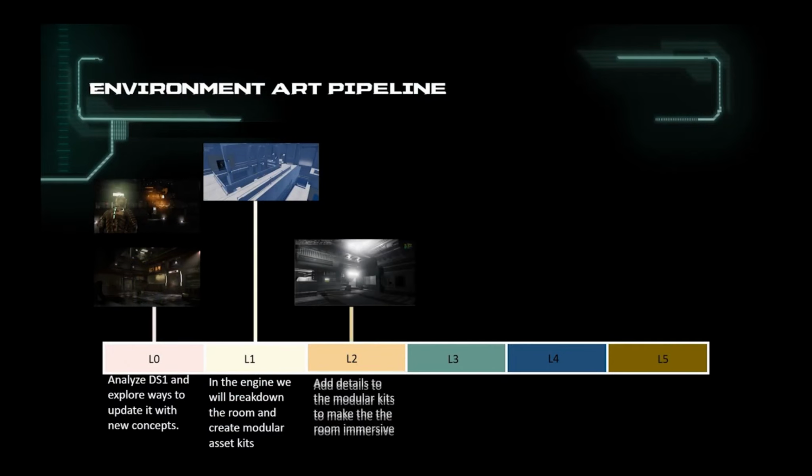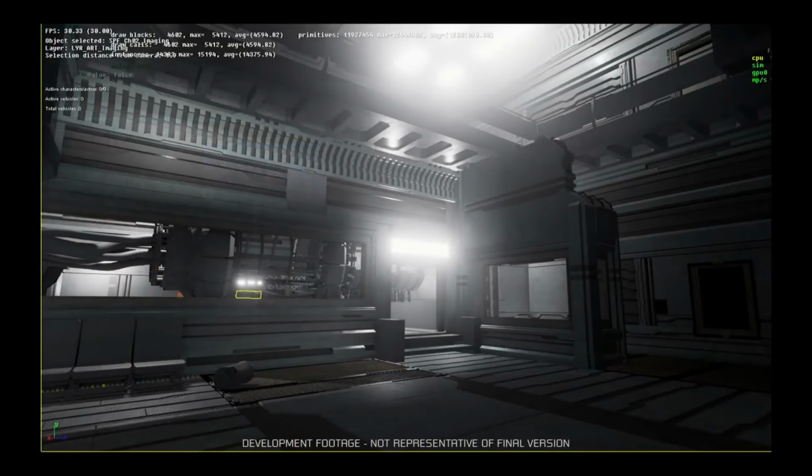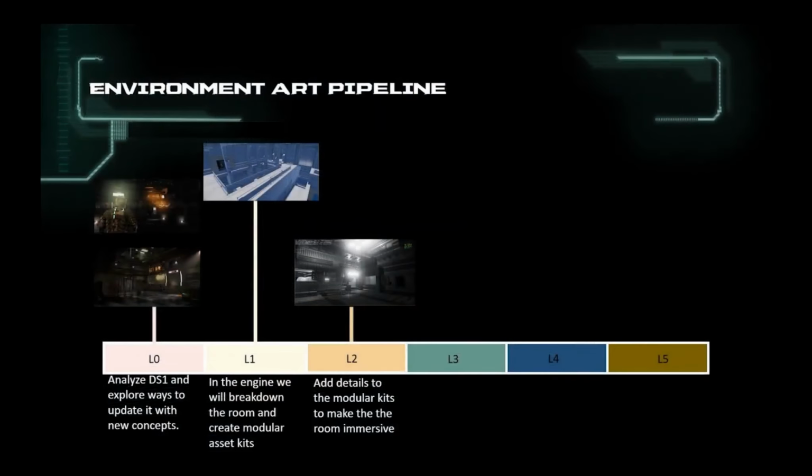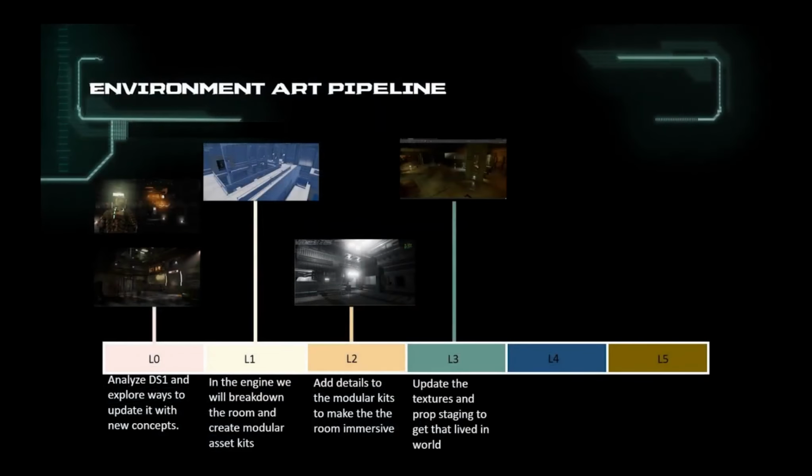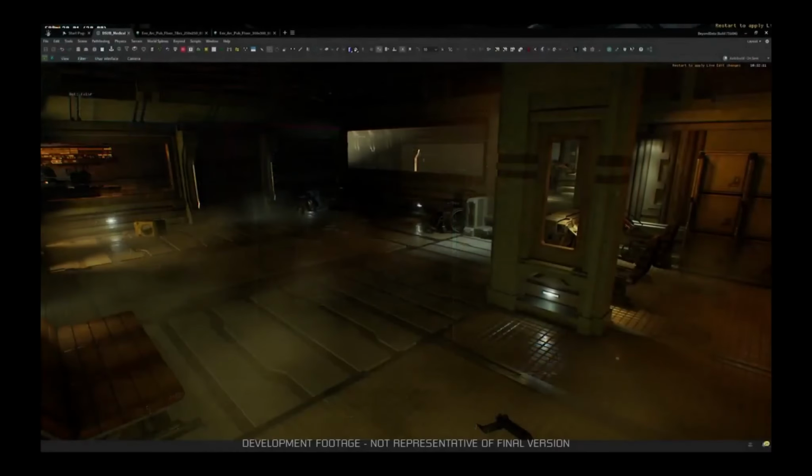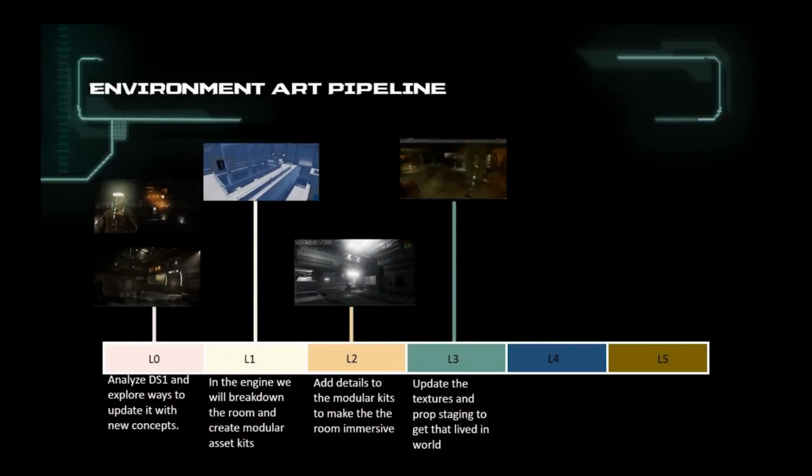L2 is where details and colors are added into the kits to support the thematic of the area. Large props are staged, and the initial mood will be set. L3 is where we start to update the different PBR materials to a more realistic look, add more props to support the theme, and refine the lighting and VFX. You should start to get that immersive feeling by having the area more relatable and believable.